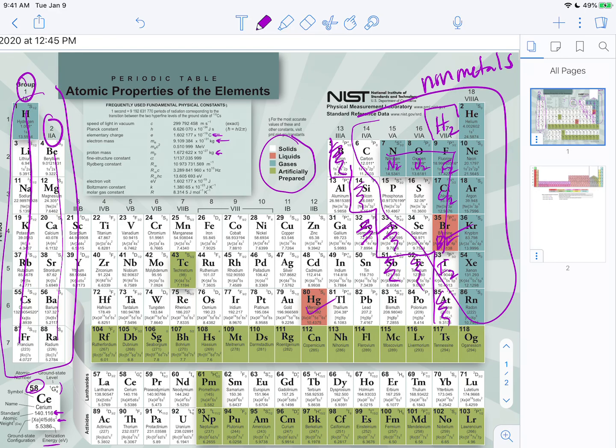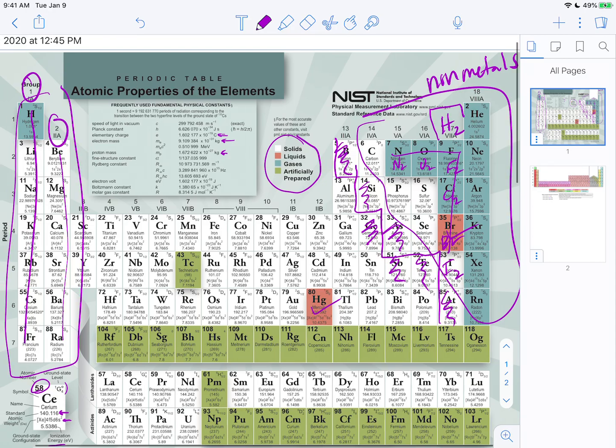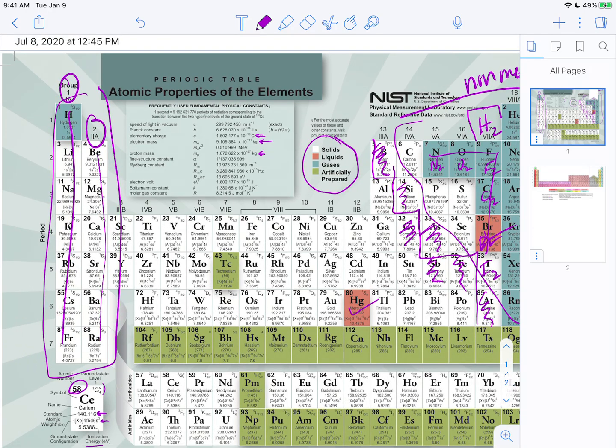So groups go down, and so you can see here we have the group go down, and the periods or families go across. And so we tend to use the word group a little bit more than we use period or family, just because there tends to be more commonality amongst groups than down a row.